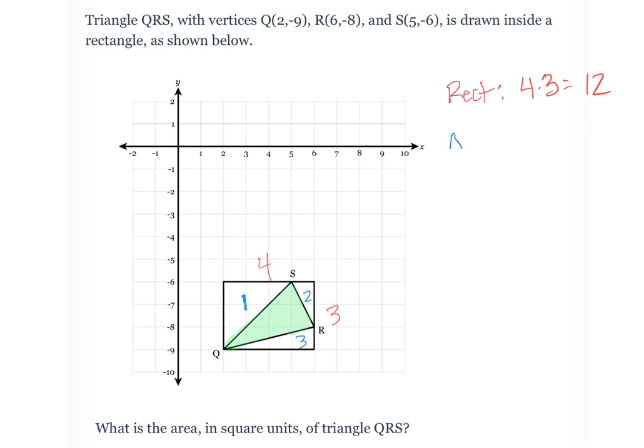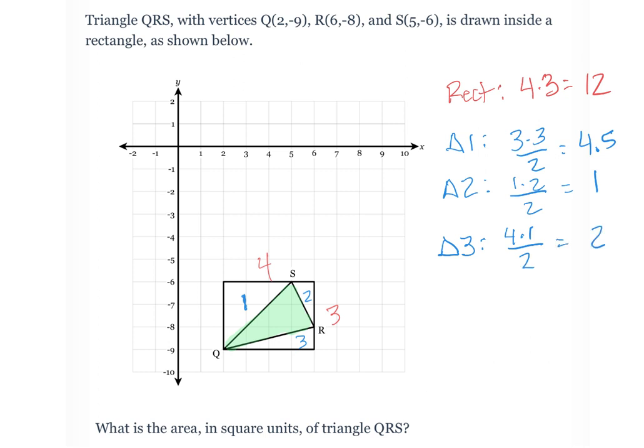Let's start with triangle 1. It has a base and height of 3 and 3. So 3 times 3 is 9, divided by 2 is 4.5. Triangle 2 has a base and height of 1 and 2, divided by 2. So 2 divided by 2 is 1. And triangle 3 has a base and height of 4 and 1. So 4 times 1 is 4, divided by 2 is 2. If I add all 3 of those together, I get a total of 7.5.